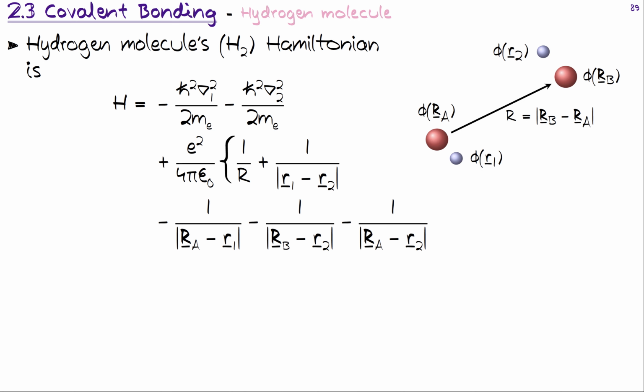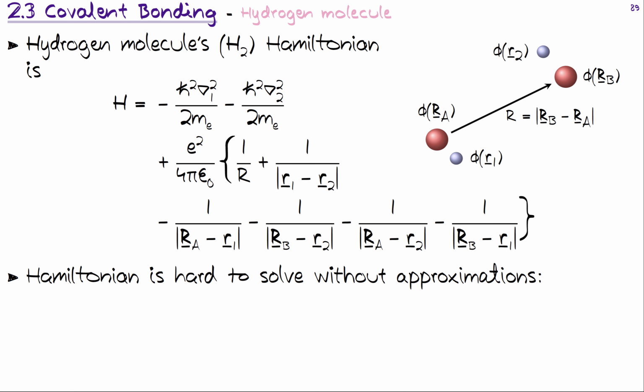And then we have yet another term, the attraction between the atom A and the electron 2. And then finally we have the attraction between atom B and electron 1. And this completes the full Hamiltonian of the system. What we see here is that we have many terms, and it's difficult to solve without approximations.